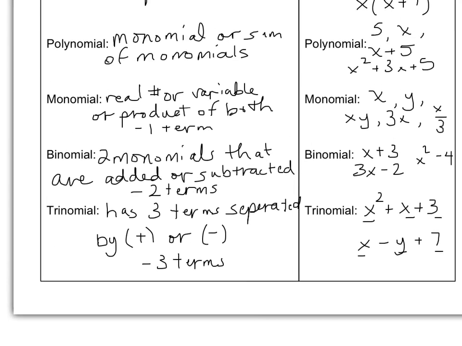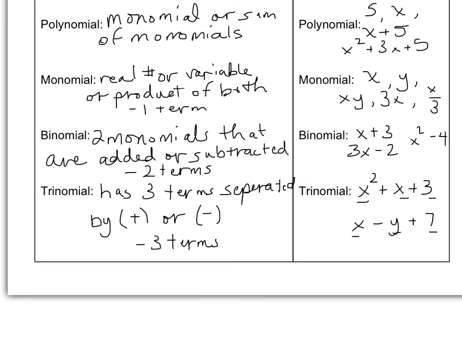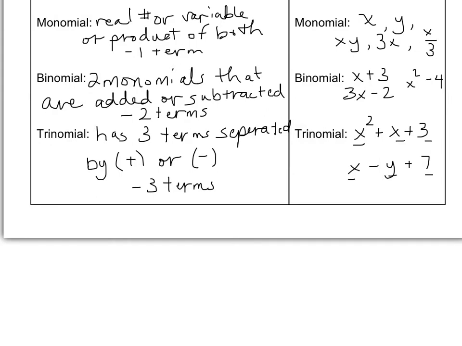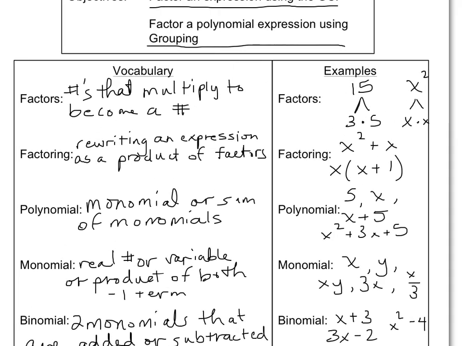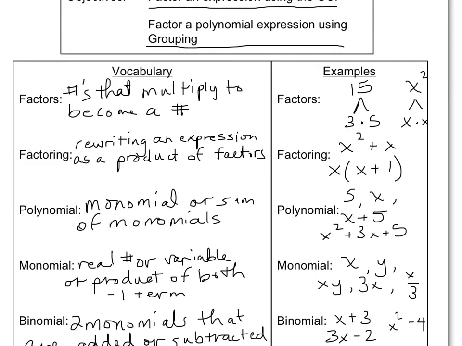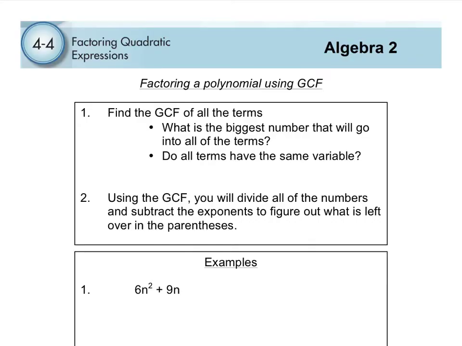Okay, so those are our vocabulary words for section 4.4. Now, let's take a look at factoring. We're going to factor a polynomial using the greatest common factor. The greatest common factor is the biggest factor that will go into both numbers.